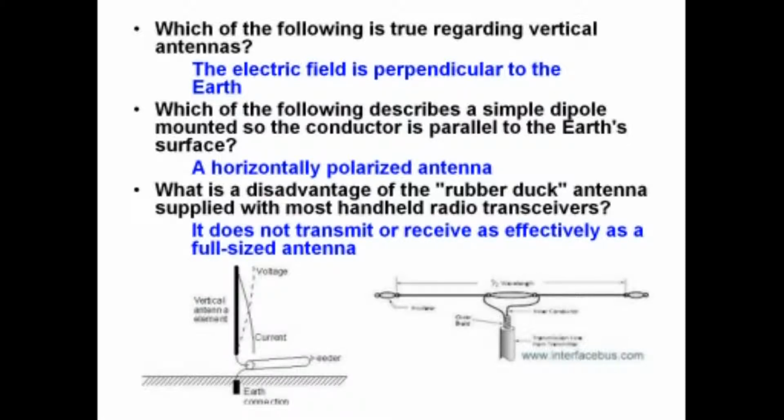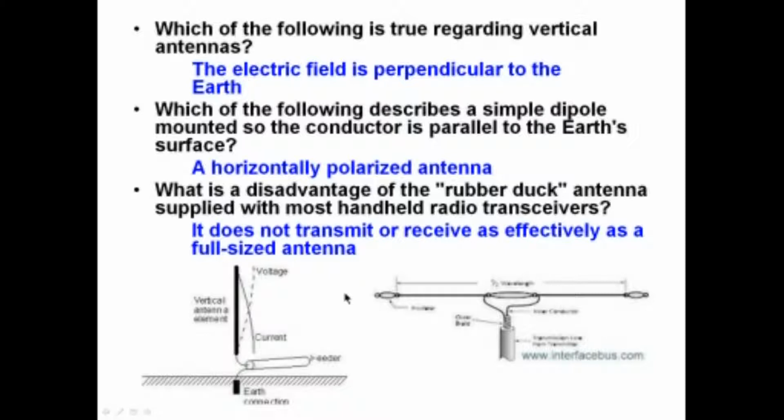Which of the following describes a simple dipole mounted so the conductor is parallel to the Earth's surface? Di means two, doesn't it? Pole, we have two poles here. We have this length of wire here, this length of wire here. Total length is 1/2 wavelength, which is the basic antenna wavelength. And here it is mounted so the conductor is parallel to the Earth's surface, and it's a horizontally polarized antenna. So here we're perpendicular to the Earth's surface with a vertically polarized antenna. Here we're parallel with a horizontally polarized antenna.